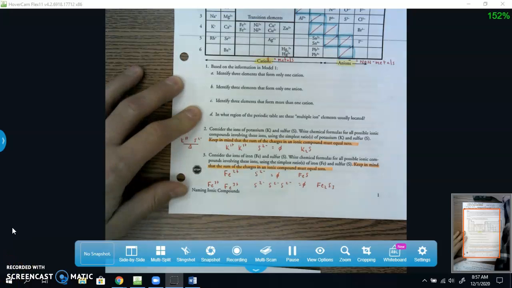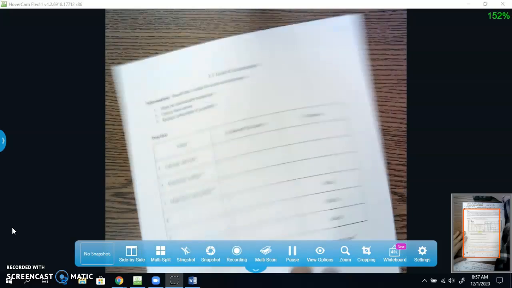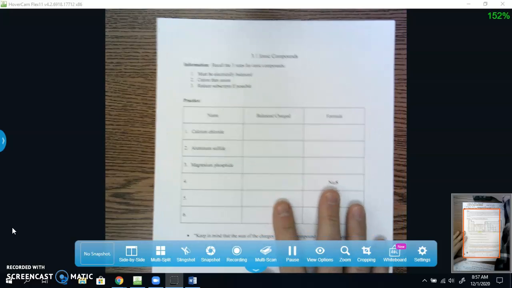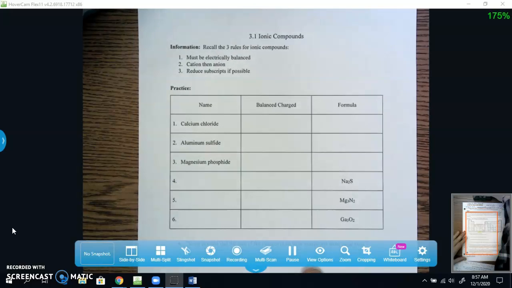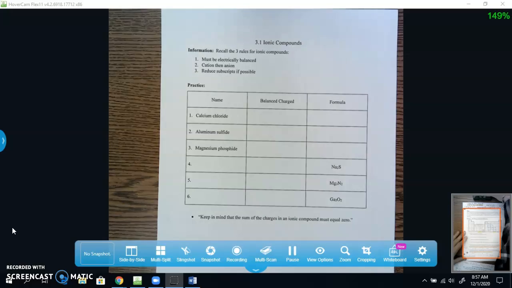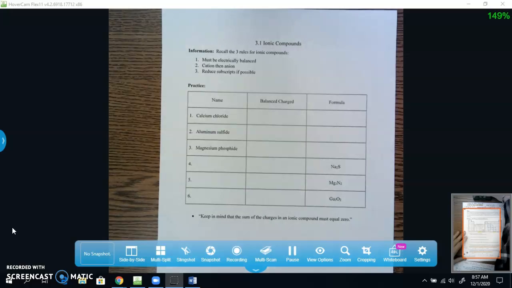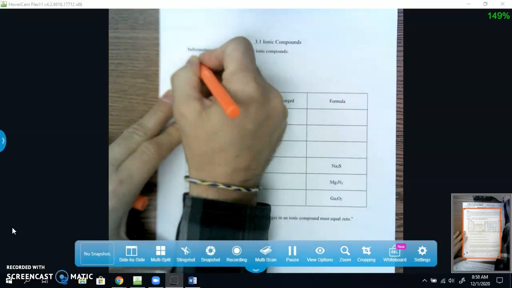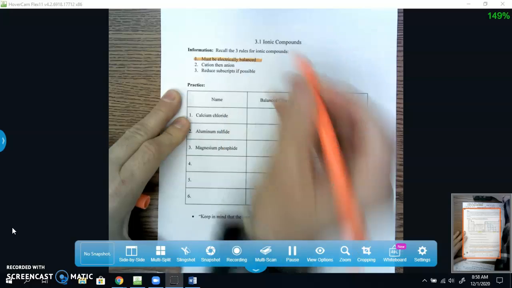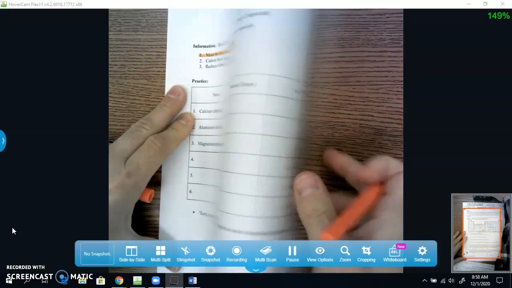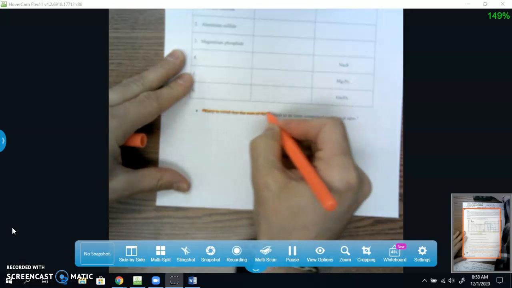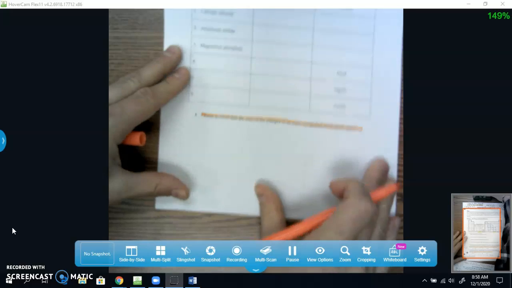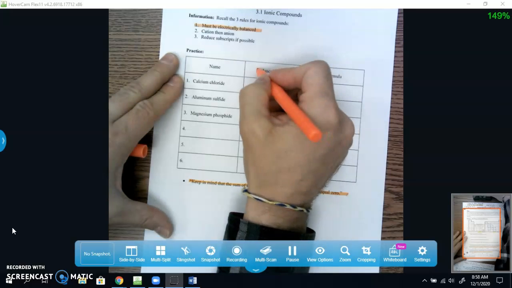Okay, so let's get a little bit of practice right here. You can write this information down on a separate sheet of paper. You can see up at the top, I've restated those rules for ionic compounds. So remember, I think that rule number 1 is most important. And rule number 1 says that ionic compounds must be electrically balanced. Another way to say that, as we saw on the previous sheet, is to keep in mind that the sum of the charges for an ionic compound always has to equal 0. And that's this column right here, balanced charges.